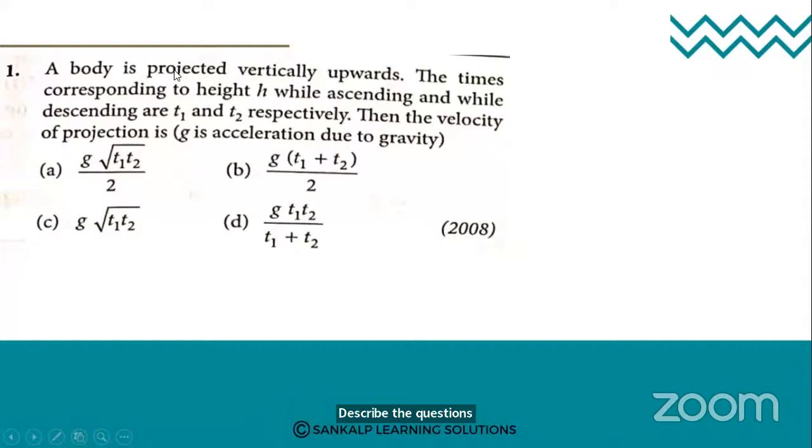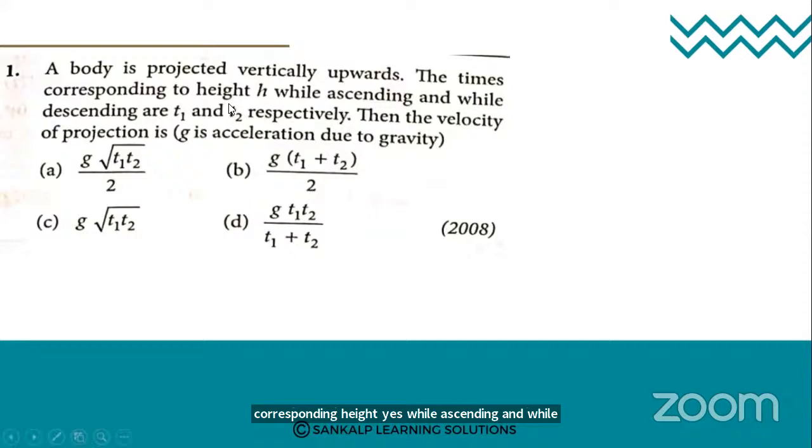The first question is: a body is projected vertically upwards, and the times corresponding to height h while ascending and while descending are t1 and t2 respectively. Then the velocity of projection is? Here they are asking for the velocity of projection u, where g is the acceleration due to gravity, the times are t1 and t2, and the height is h. The corresponding height h is reached while ascending and while descending at times t1 and t2.